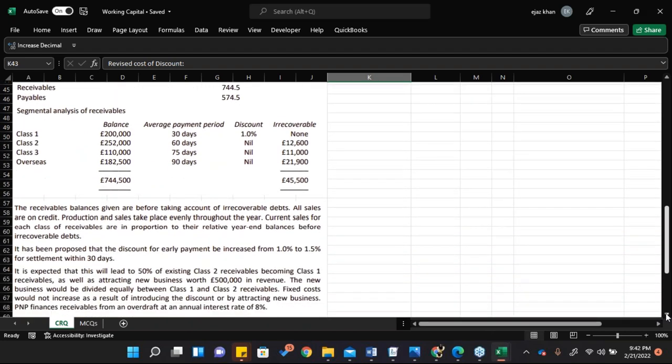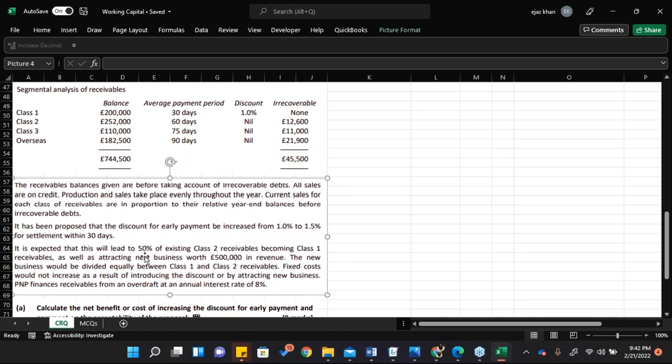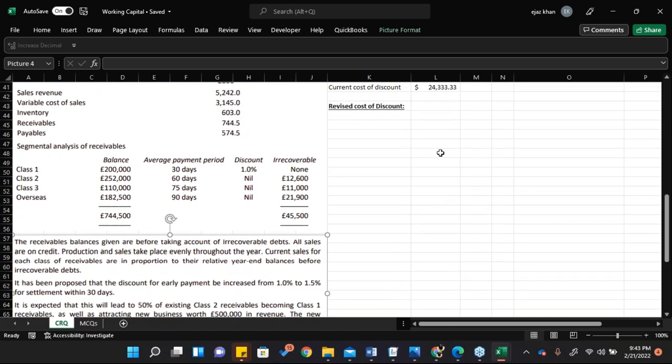So let's look at the increase in sales. It is expected that this will lead to 50% of existing class two receivables becoming class one receivables. And it will also increase our sales by 500,000. Of the 500,000, 250,000 sales will be related to class one, and 250,000 will be related to class two. So now the total class one sales will be the current sales, which remain the same.